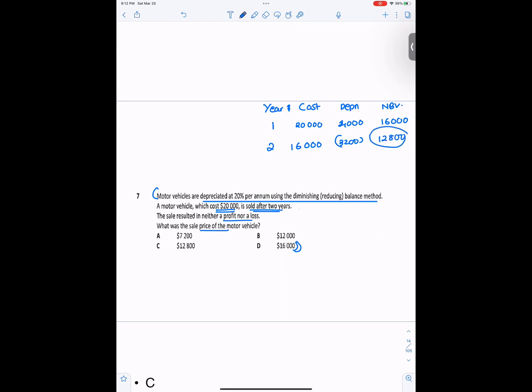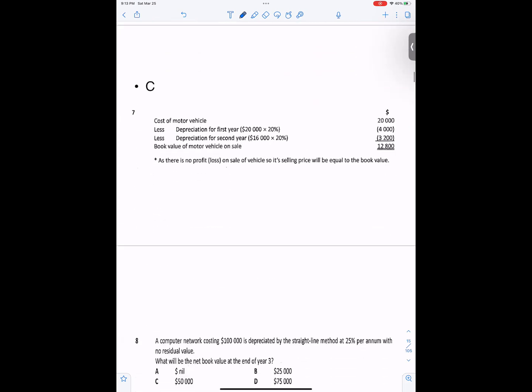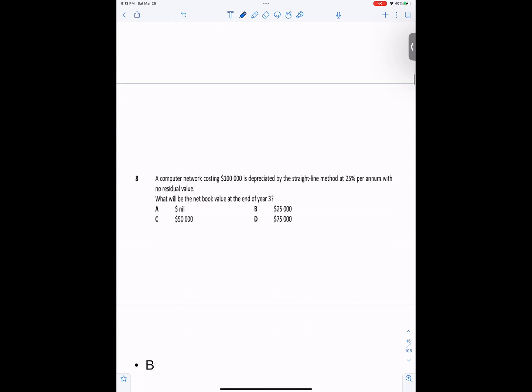12,800. If there is no profit, no loss, that means I have sold the asset for 12,800. So C, option C. With me? Eighth one.